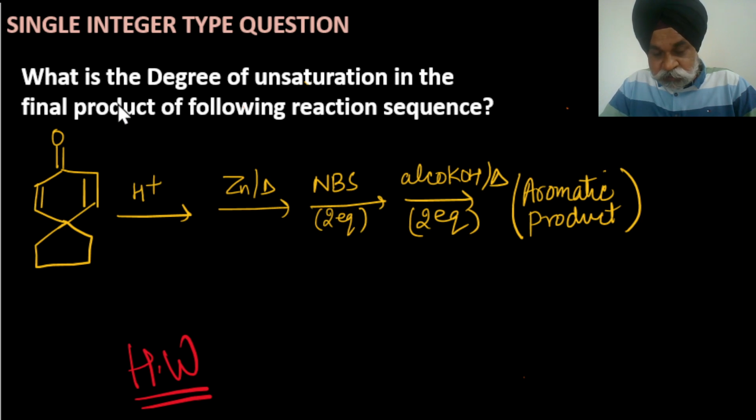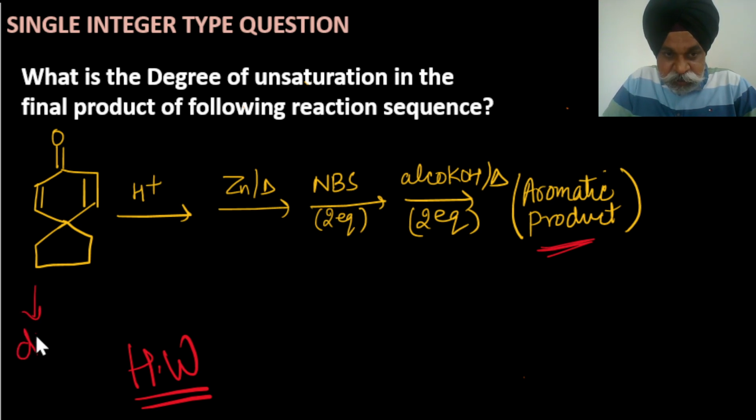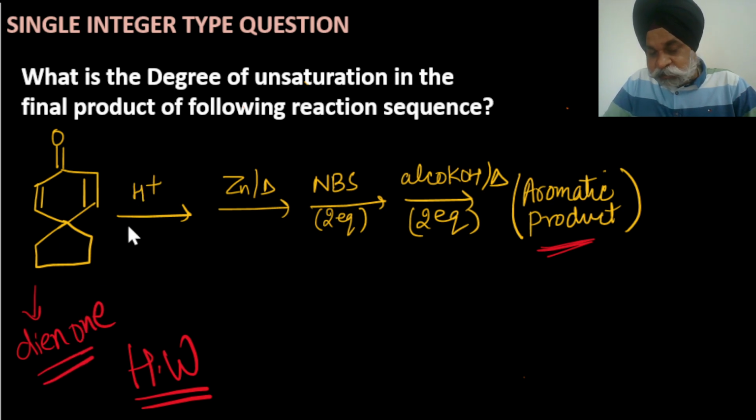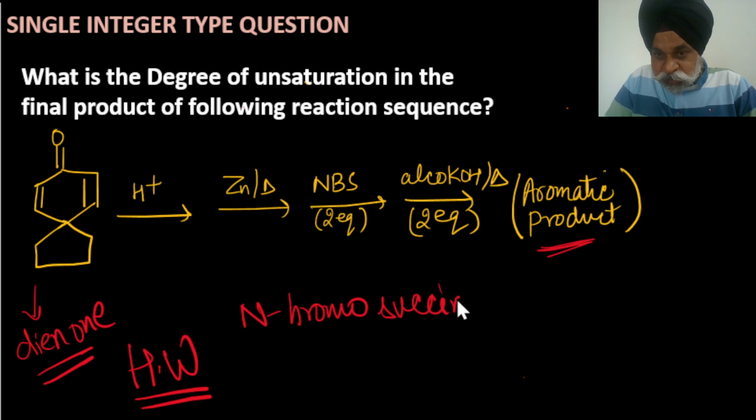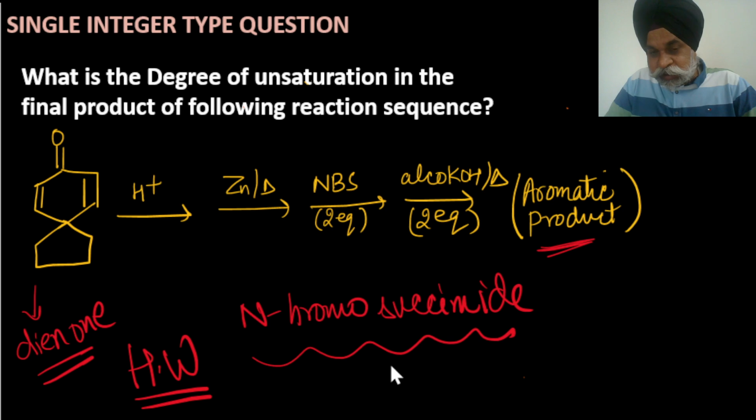So in this single integer type question, what is the degree of unsaturation in the final product? The final product is aromatic, and you now have to develop the mechanistic viewpoint. Again, this is a dienone type of species which is being attacked by H positive, and then you have to do a sequence of reactions. Here NBS means N-bromosuccinimide. Now you have to brush up your memory on what basically is the role played by NBS, N-bromosuccinimide.